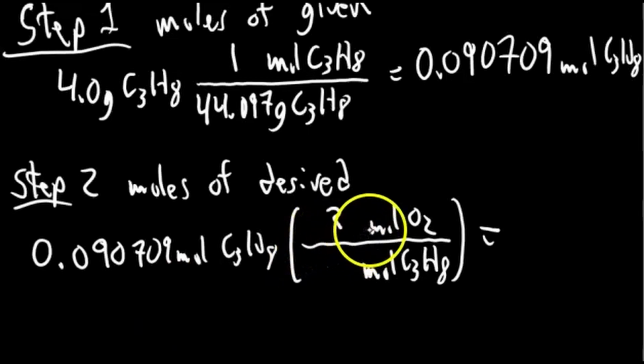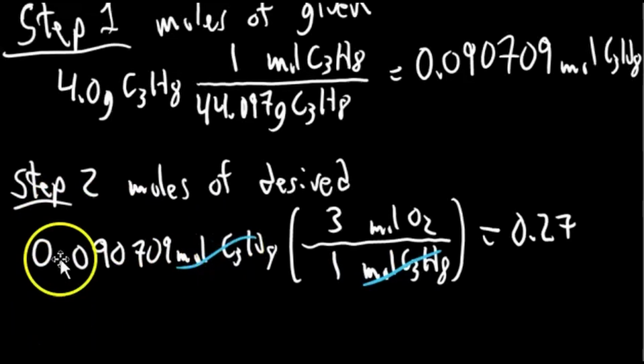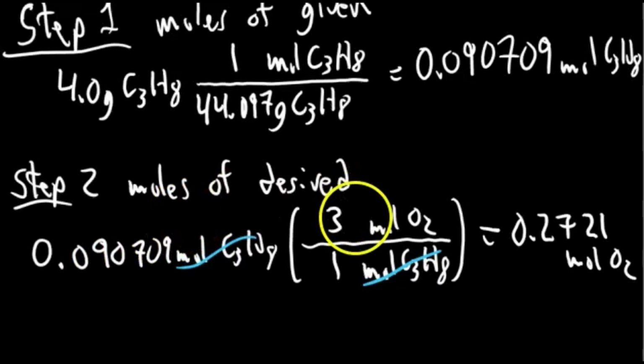And there are 3 moles of oxygen react for every 1 mole of C3H8. Moles of C3H8 cancel out. I could probably do this in my head. It's dangerous. 0.27. Oh, what's this? 0.2721, I think. I'll just stop there. Moles of O2. I can do this in my head because I know 3 times 9 is 27, and 3 times 7 is 21. So that's not too bad.